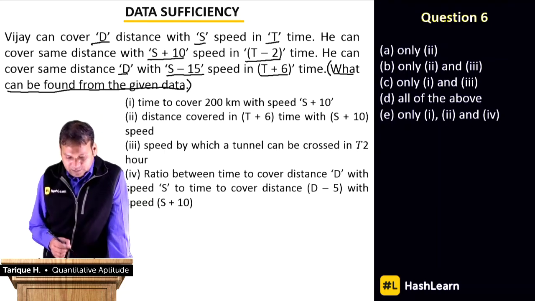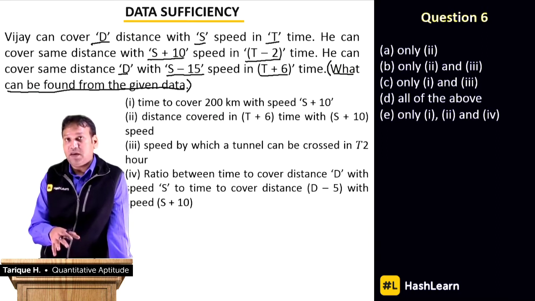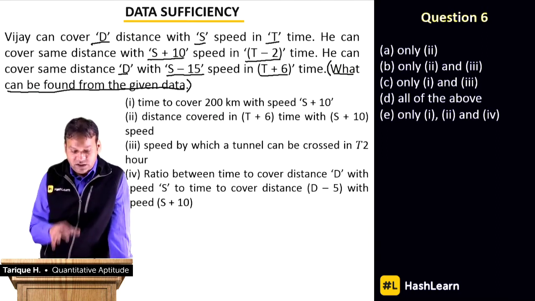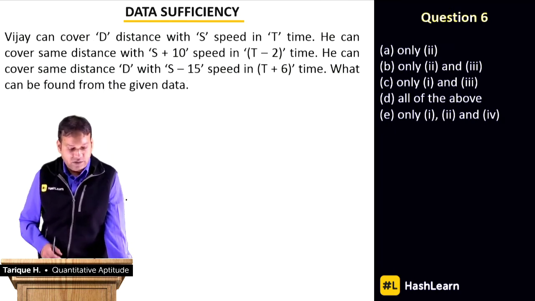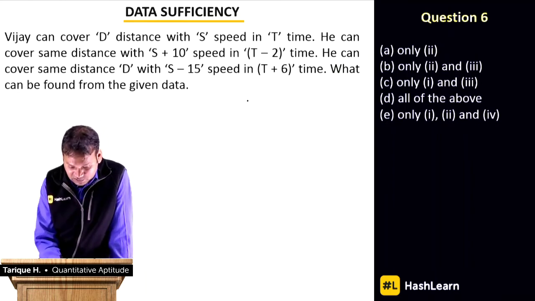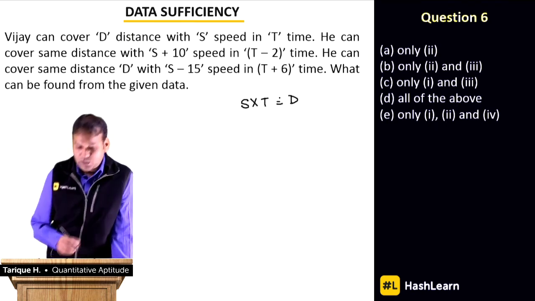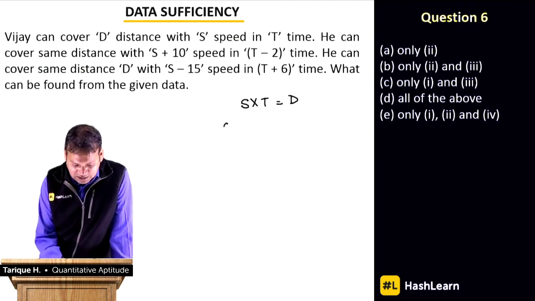Let's see this question. First I'll go to the next slide of the same question, work out the information given, and then come back to this slide and decide what can be calculated. Here we have the information. Vijay can cover distance D with S speed in time T, which means S into T is equal to D, speed into time is equal to distance. He can cover the same distance with S plus 10 speed in T minus 2 time.